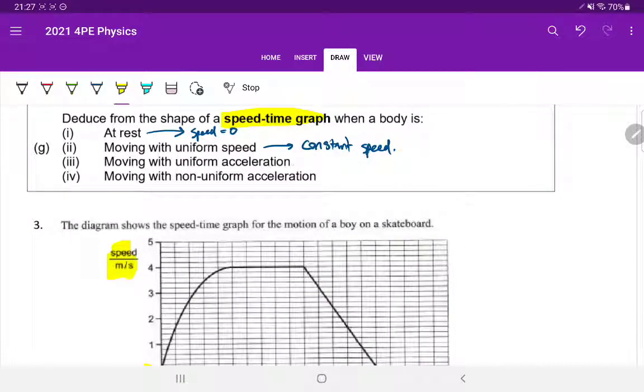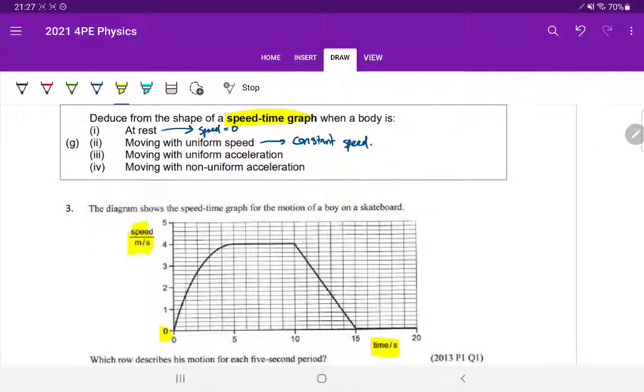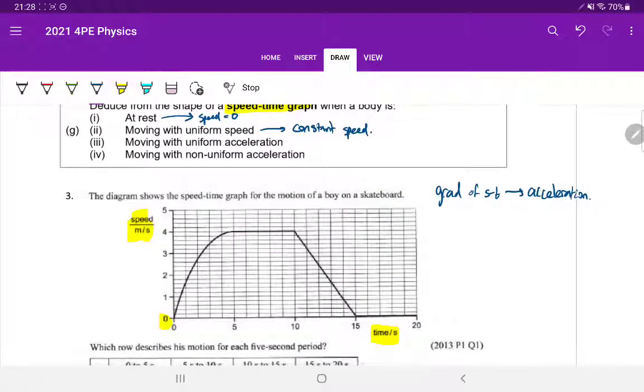Next, moving with uniform acceleration. If the graph itself tells you the speed, what does the gradient of the speed time graph tell you? The gradient of the speed time graph tells you the acceleration, because the gradient is the rate of change of speed, and rate of change of speed is also known as acceleration.